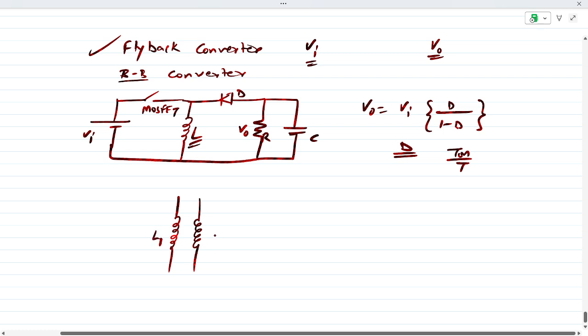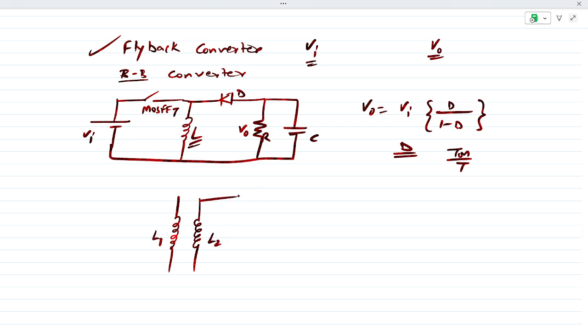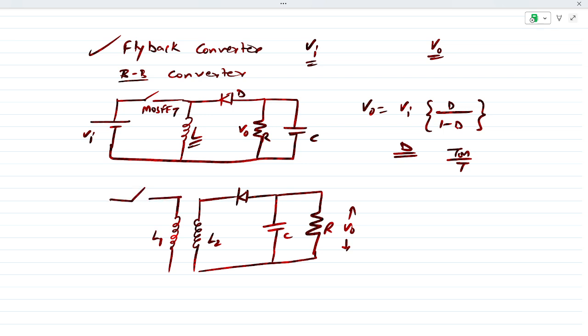So again, this is L1, this is L2, and the rest of the figure is same. So this is C and this is R. Here V naught will appear. Okay, and this is the switch. This is the input voltage.